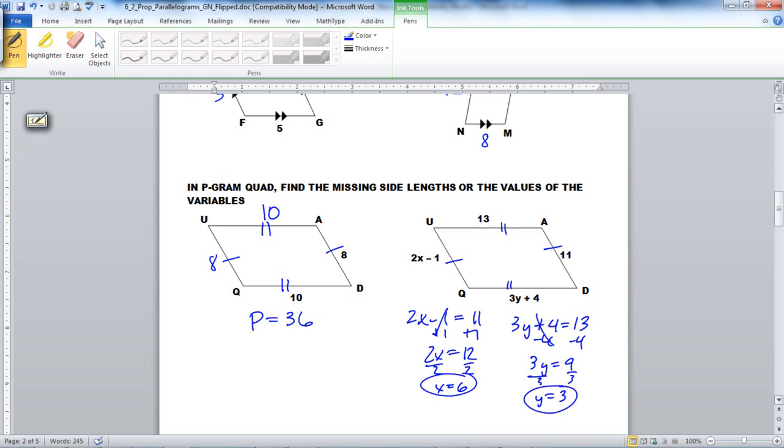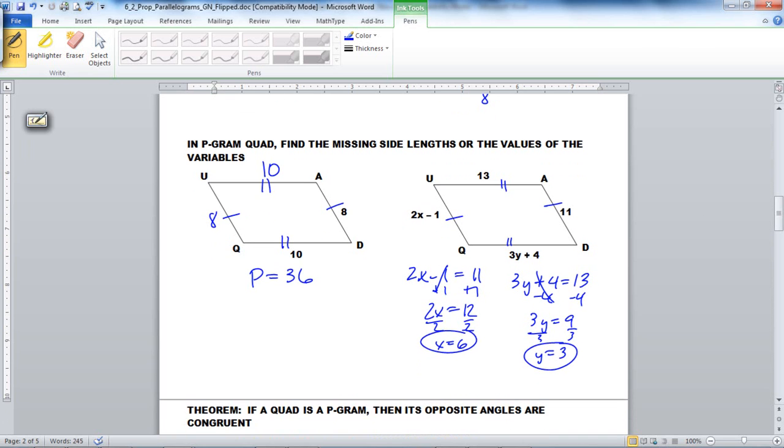Sometimes the problem might say, give me the value of the variable. Great, we're done. X equals 6 and y equals 3. Other times it might say, tell me then what is the length of AD. Oh, that's already 11. We've already got that. Which also means then, based off of that, I can find UQ in one way, or two ways. The easy way is knowing that the opposite sides are congruent, so if this is 11, we know this is 11. But I could take my value for x and plug it in. 2 times 6 is 12. 12 minus 1 is 11.